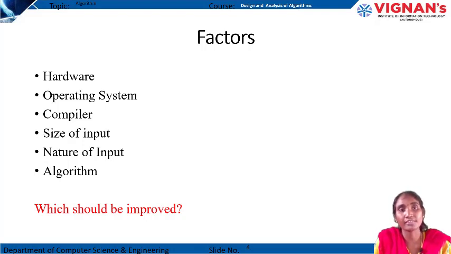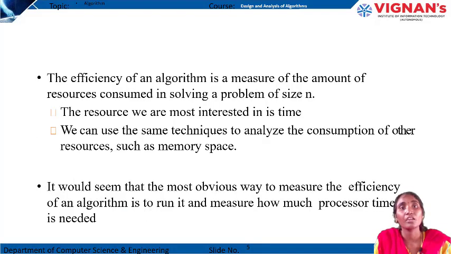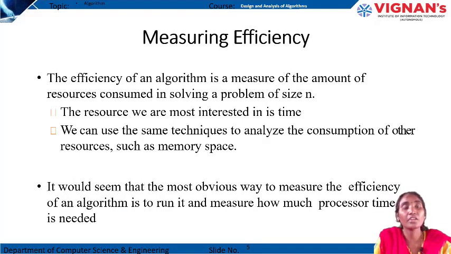Here I said factors, right? So which one has to improve? Either the hardware, operating system, compiler, size of input, nature of input, or the algorithm. Here the algorithm is very important, because once the logic is perfect, one can expect an optimal solution for a given problem.